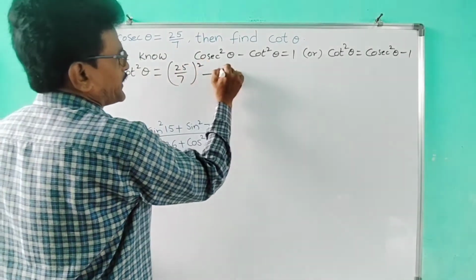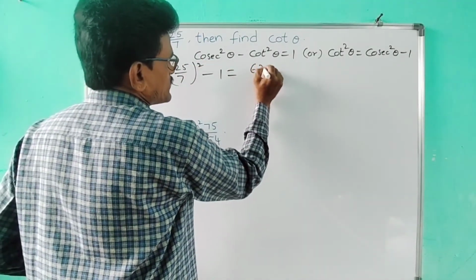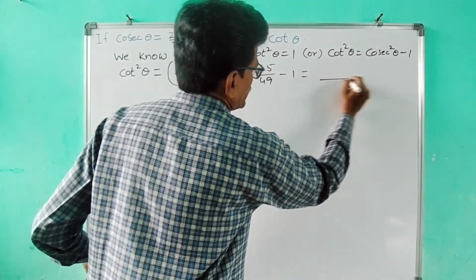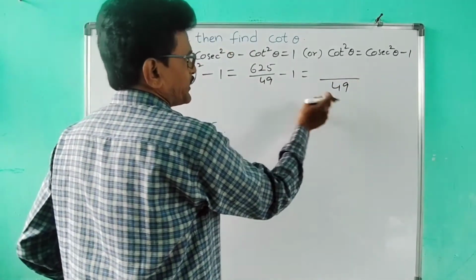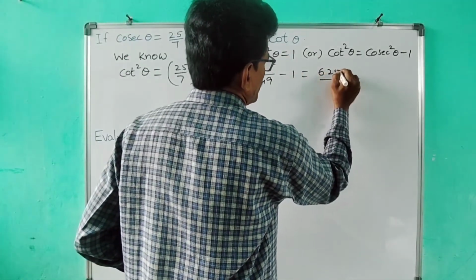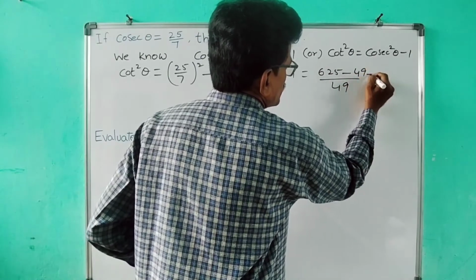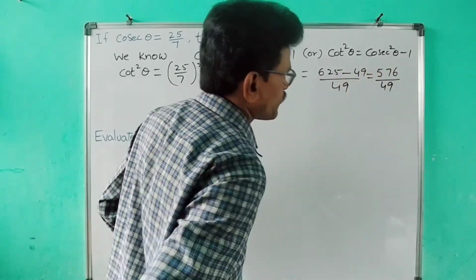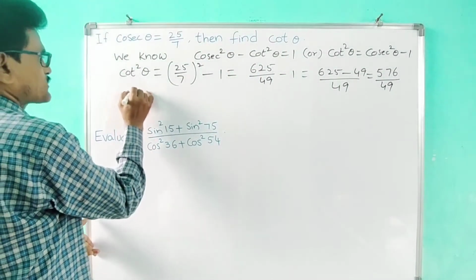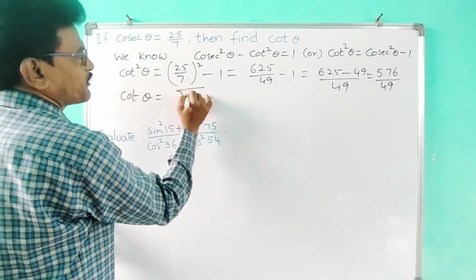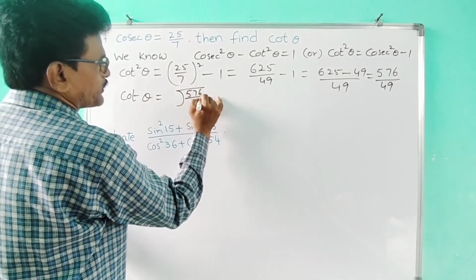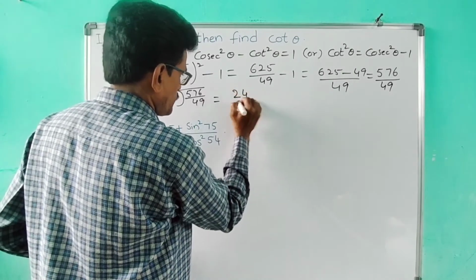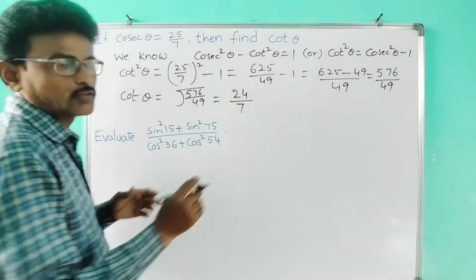So cot square theta equals cosecant square theta, which is 25 by 7 whole square, minus 1. 25 square is 625, by 7 7s are 49, minus 1. Here the LCM is 49: 625 minus 1 into 49. So this is 576 by 49, since 625 minus 49 is 576. So what is cot theta? That is root of 576 by 49. Root of 576 is 24, so 24 by 7. This is the answer.